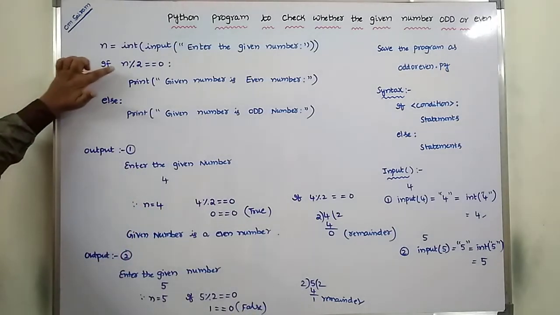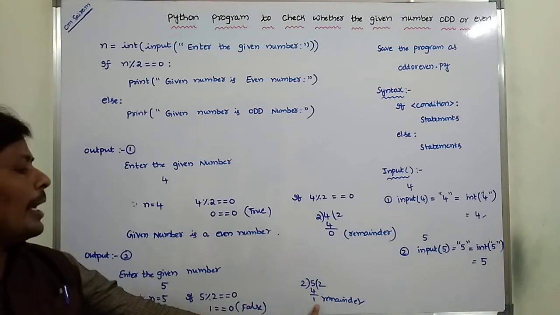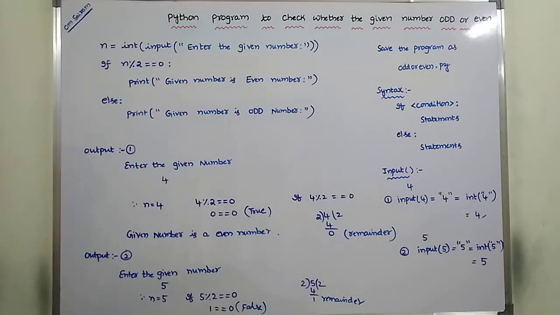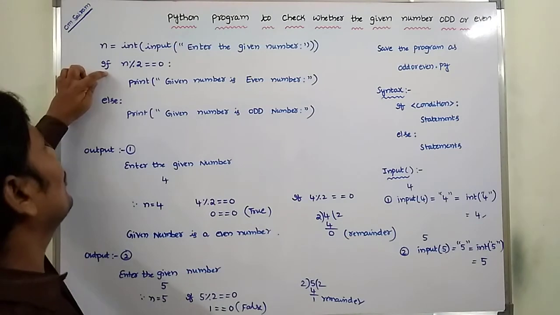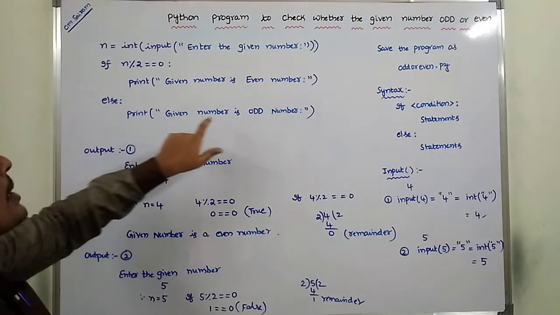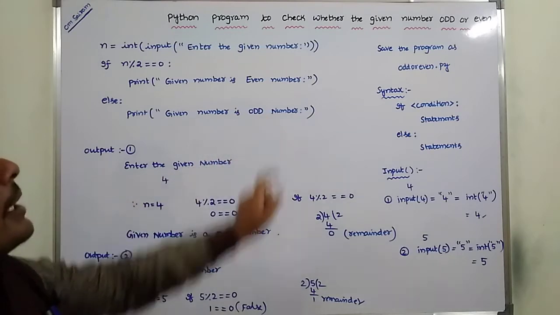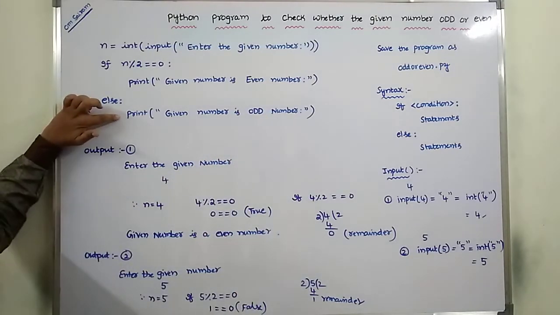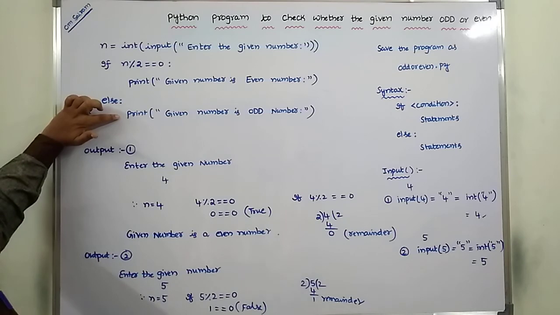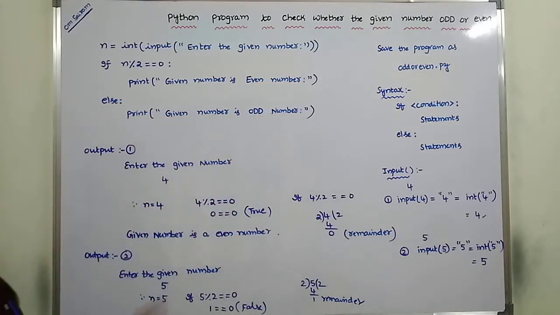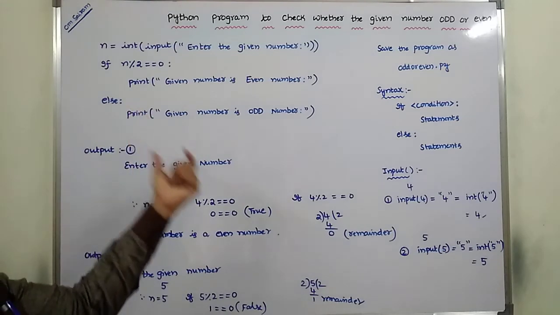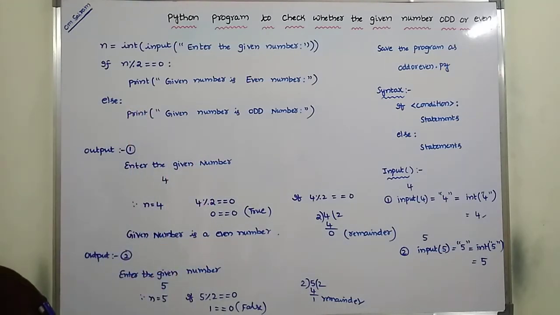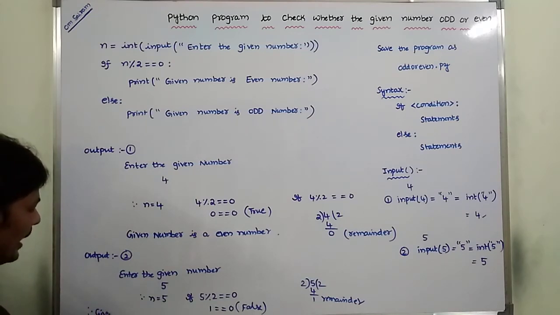Now 5 modulus operator 2 value is 1. 1 equal to 0, that is false. Then go to the else block. In the else block, one statement is there: print given number is odd number. Here the print function is used for displaying the message within the double quotes in the parentheses. That message is displayed on the screen or monitor. So therefore, given number is odd number.